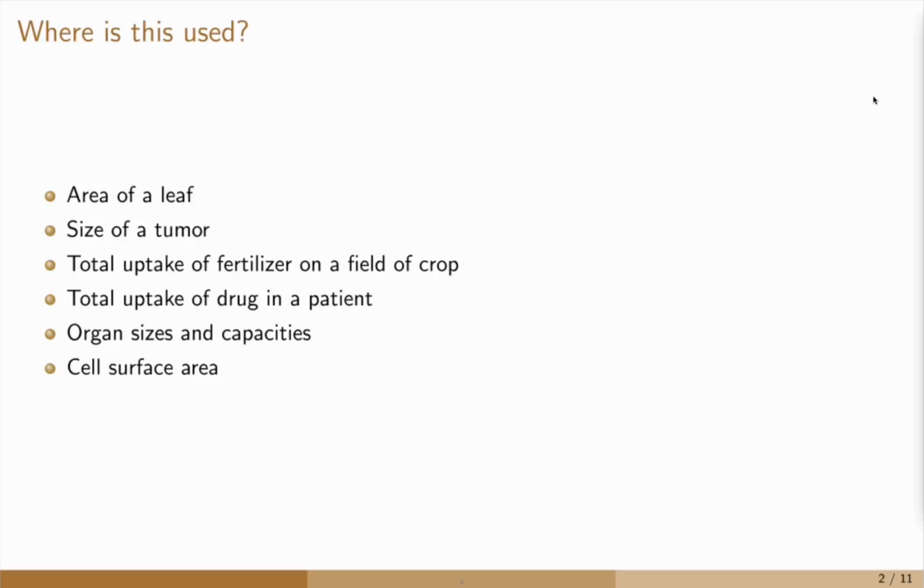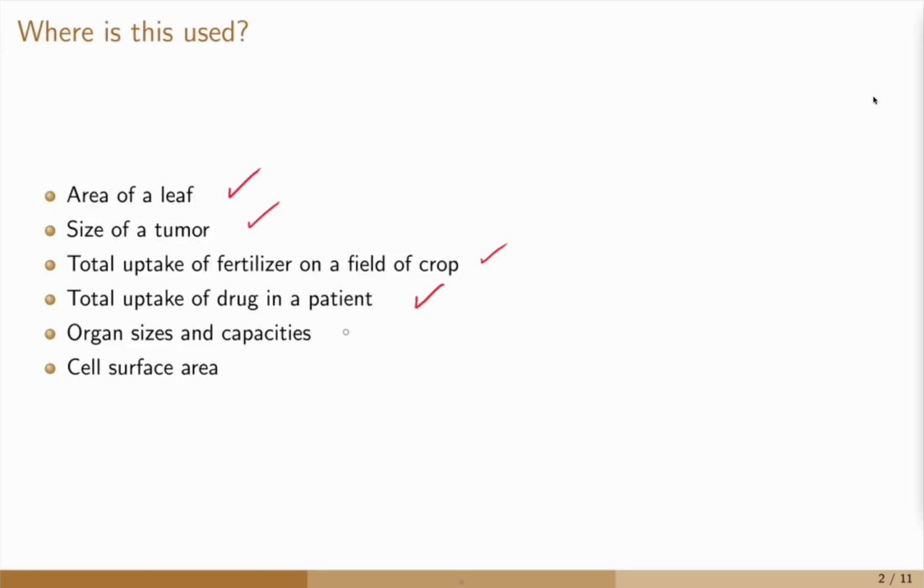So the area under a curve is actually quite important in many applications. For example, if you want to know the area of a leaf for photosynthesis, or you're interested in the size of a tumor if you see an MRI image and you need to estimate the size of the tumor. You could be interested in the total uptake of fertilizer in a field of crop. How much fertilizer did you use and how much do you still have to use? Or similarly, the uptake of a drug by a patient. If you know what your injection is of the drug, you might also need to know what the total amount of drug is which was administered to a given patient.